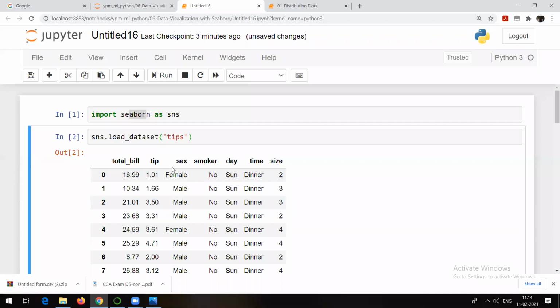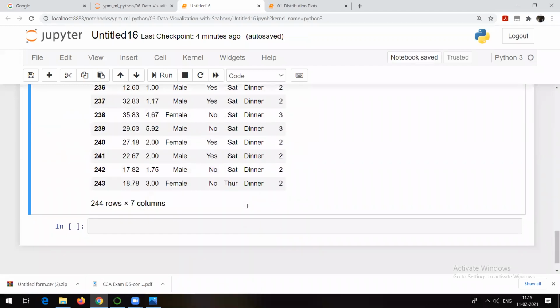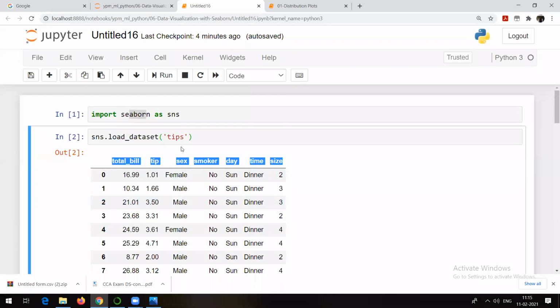And before going for visualization, obviously, it's very, very necessary to understand the data itself. If you do not understand what this data is all about, obviously, you will not be able to make some sense about the visualizations or the plots which we are going to plot. So what we have done here, we have simply imported the data set called the tips dataset. This is the dataset related to some restaurant, related to total bill and tip. Right. So you can check 7 columns are there. 1, 2, 3, 4, 5, 6, and 7.